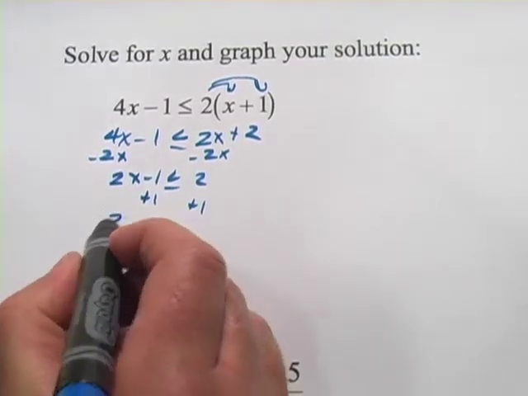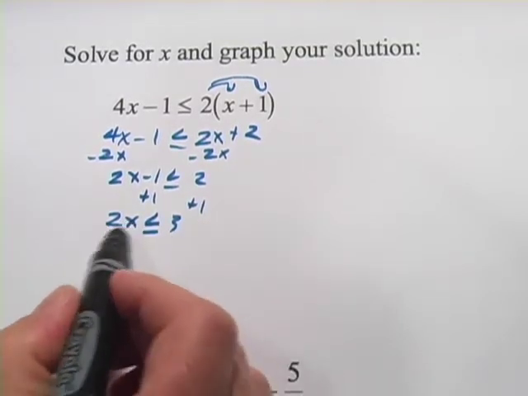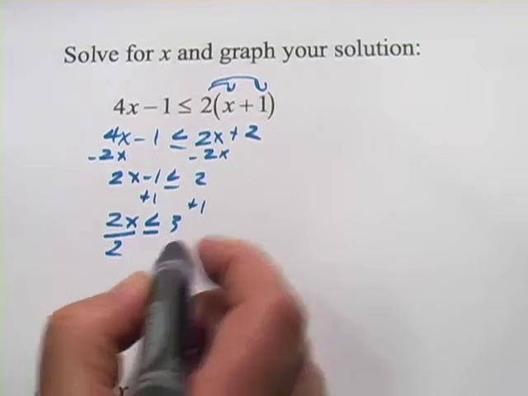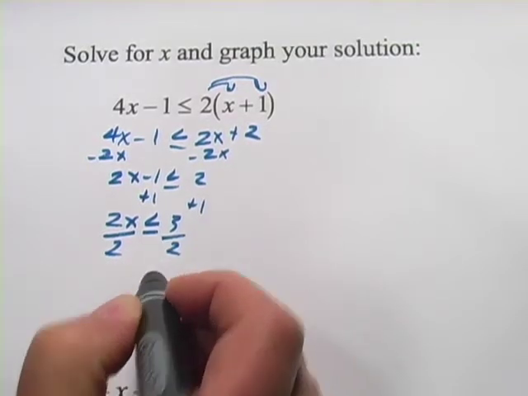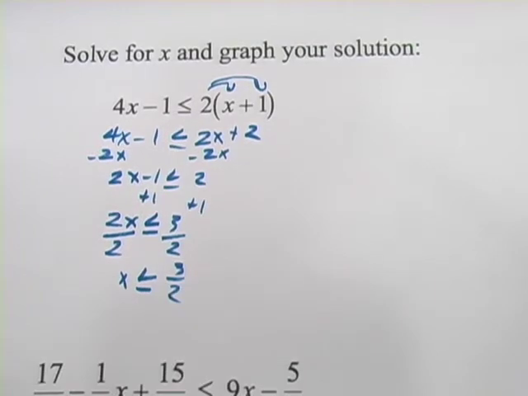And we've got 2x is less than or equal to 3. And finally, I want to divide by 2 to get x alone. And I get x is less than or equal to 3/2. So how would we graph that?